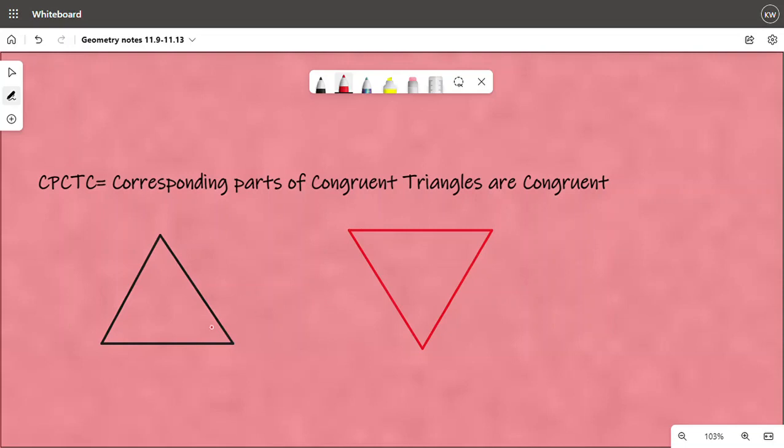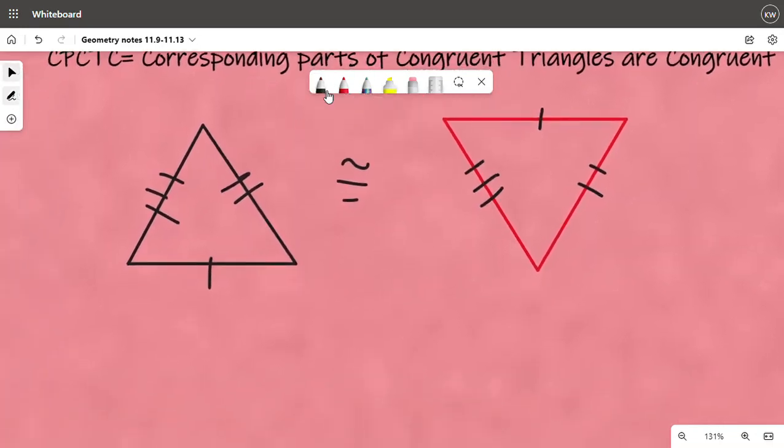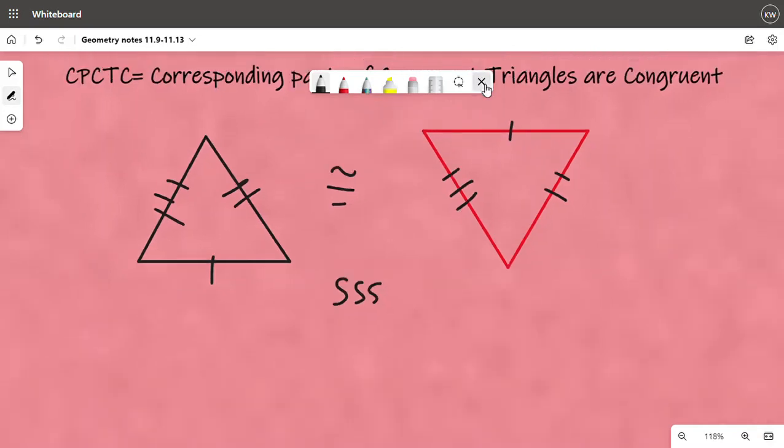Alright, so imagine I say that these two triangles here are congruent. This one is congruent to this because, let's say, this side and this side are the same, this side and this side are the same, and this side and this side are the same. So these two triangles are congruent based off of the side theorem. Now, along with these triangles being congruent based off of their sides, what we're going to know is that any other parts that correspond between these two triangles are also going to be congruent.